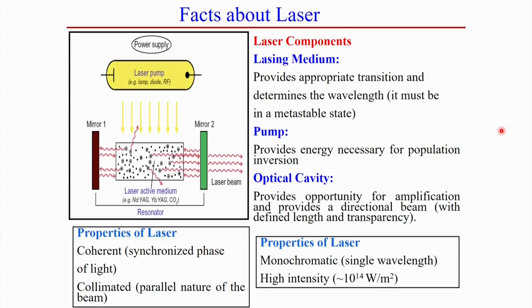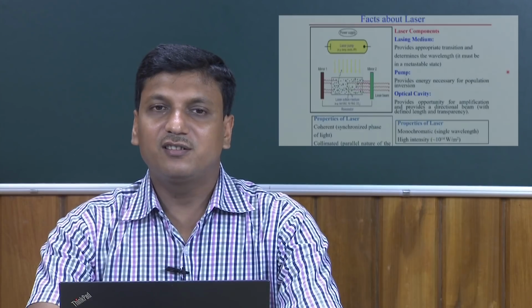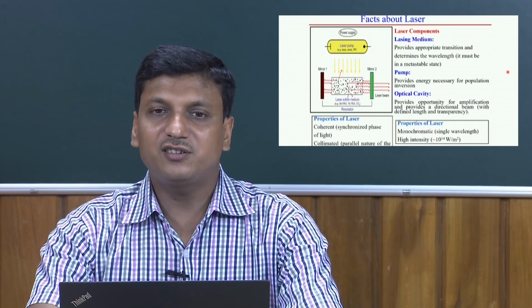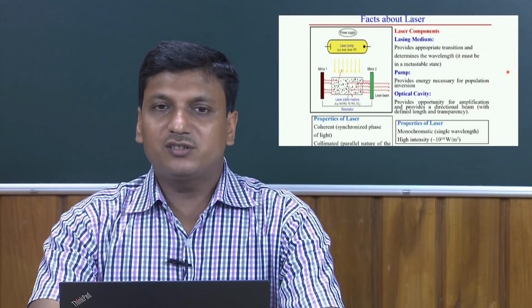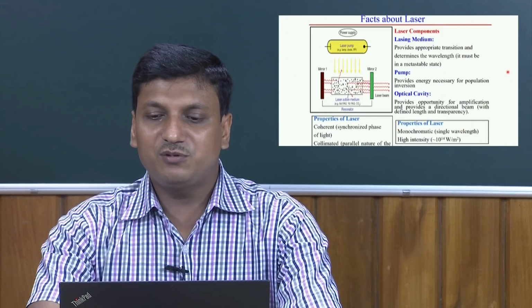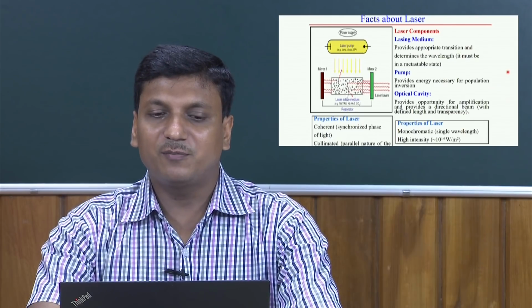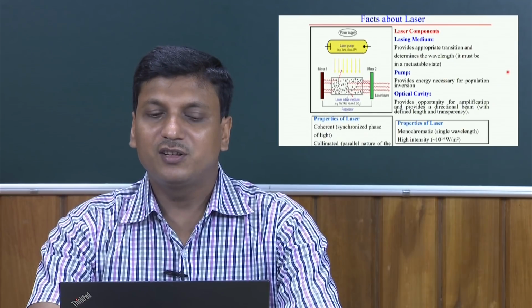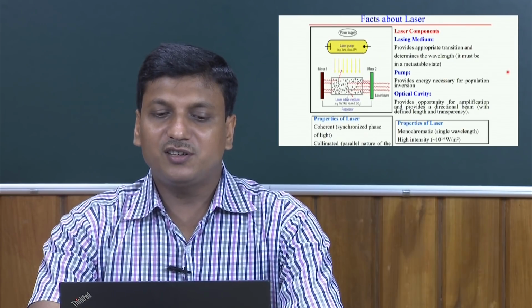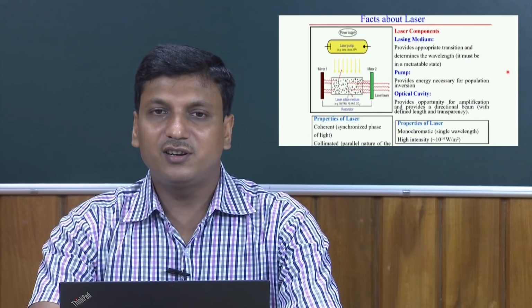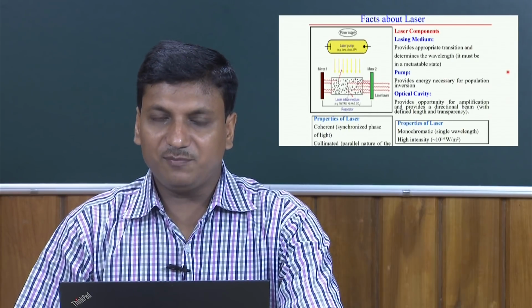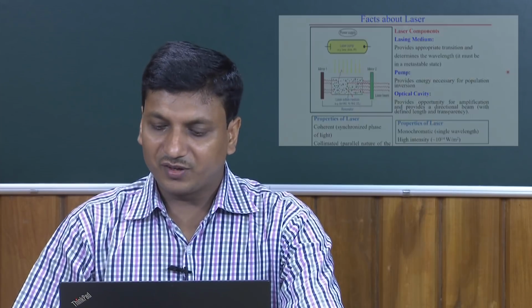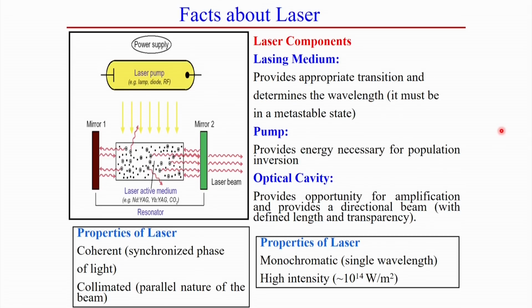So, basic properties of the laser: it is monochromatic, that means single wavelength, and high intensity. The high intensity means around 10 to the power 14 watt per meter square. The source can be divided into two basic units, one is the pump and another is the amplification, and the creation of the collimated and coherent laser comes out from the system. So, this is the basic system from which we can create the laser light, and then we can use the several applications of the laser light.